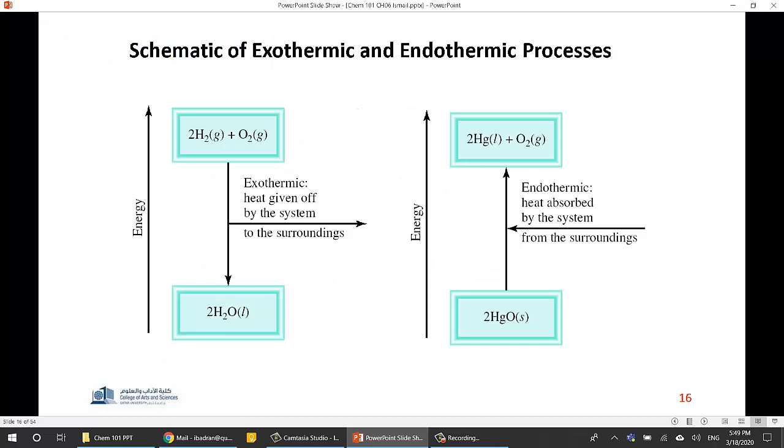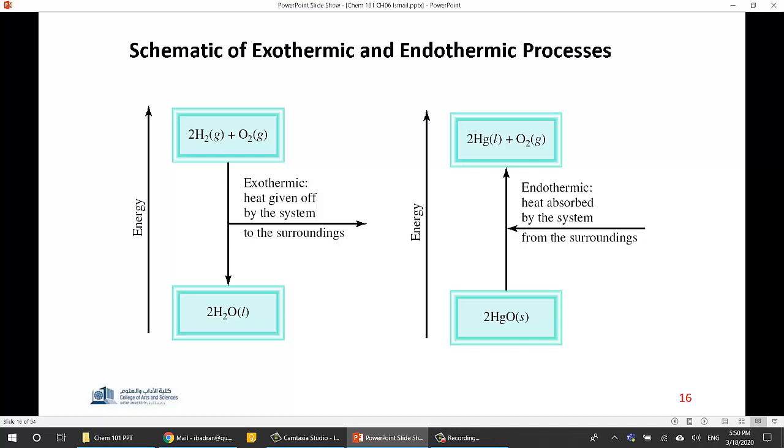So this scheme here is for an exothermic reaction. We are looking at the left side here. For exothermic, if you are bringing 2H2 gas plus O2 gas, that's the reactants, to form the products, which is 2H2O liquid, this is an exothermic reaction. So the reactants are higher than the products, and the energy difference between them will be released by the system to the surroundings.